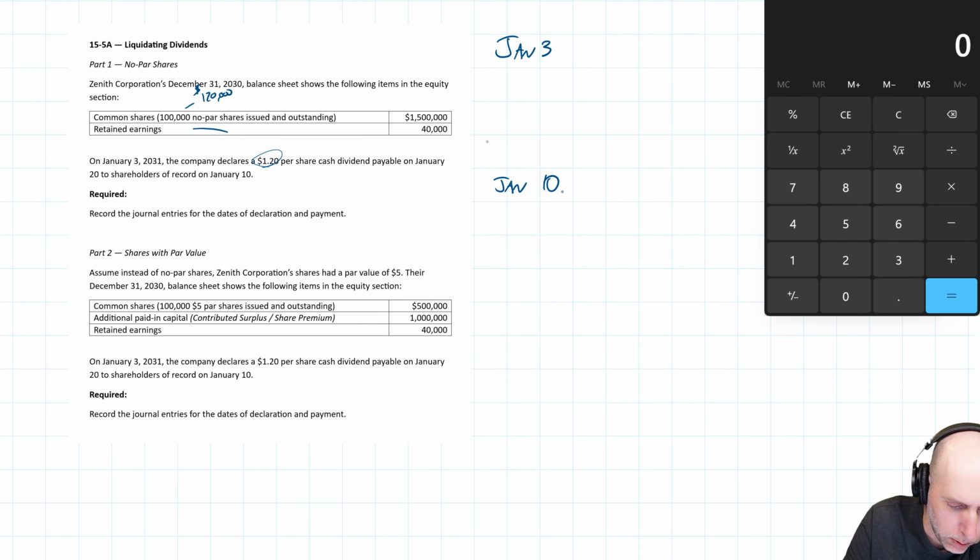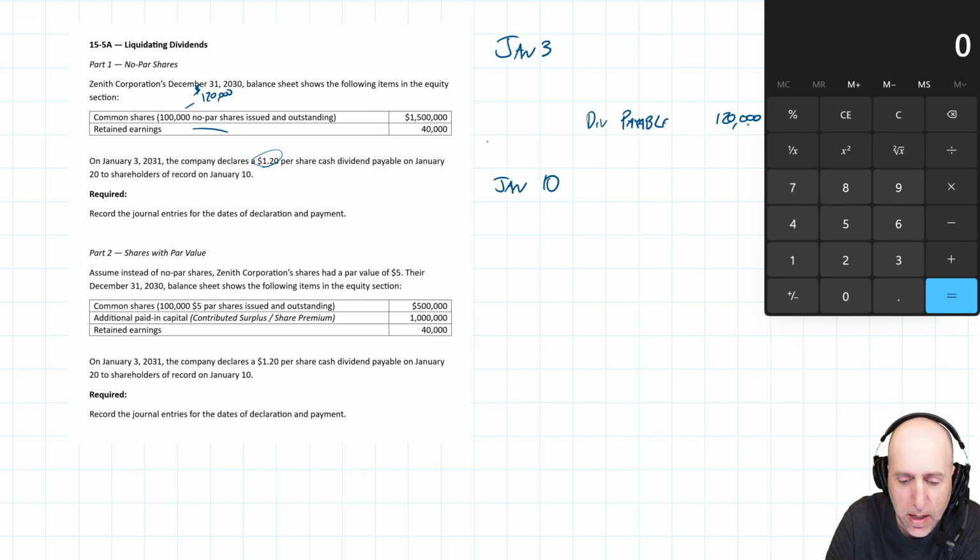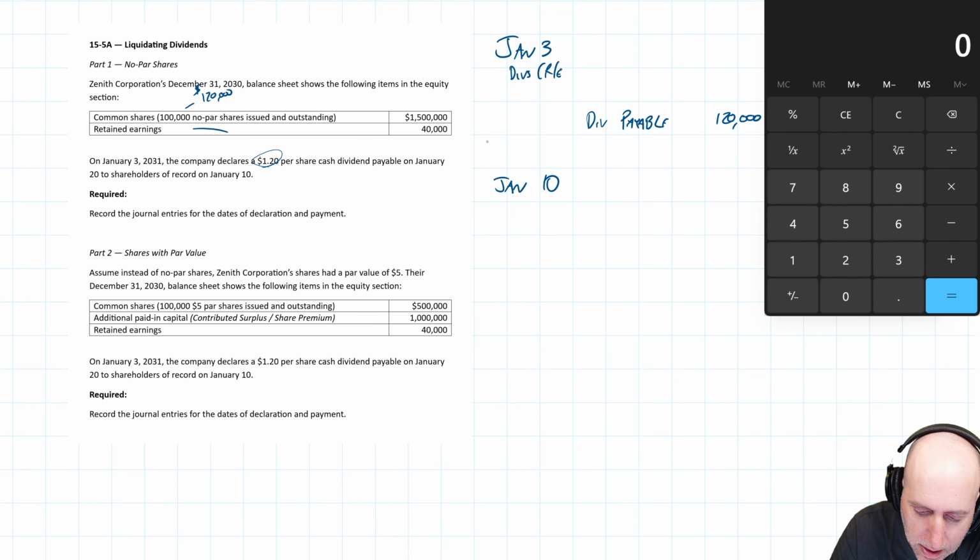So first of all, we're promising to pay $120,000. This is a dividend payable, $120,000. Now, normally we would just debit dividends or debit retained earnings for the full amount. Here, we're going to debit dividends or retained earnings for the amount of the retained earnings. That's the max you can put in the account, $40,000.